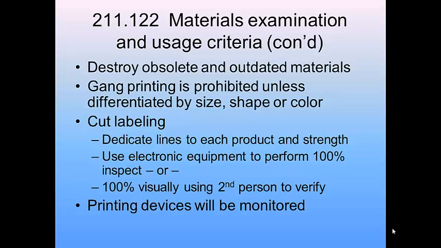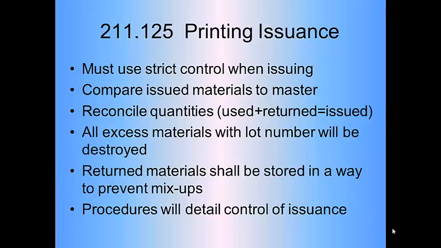Cut labeling, you dedicate lines to each product and strength, use electronic equipment to perform 100% inspection, or visually inspect it using a second person to verify it. Printing devices have to be monitored. Printing issuance, use strict control when issuing. Compare issued materials to a master label. Reconcile the quantities used, returned, issued. Make sure you have a very tight control in there.